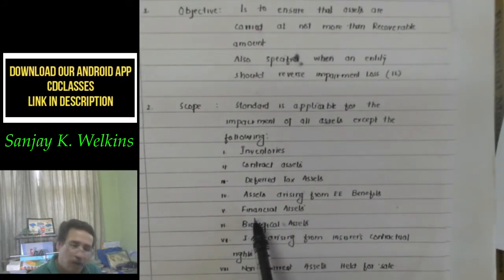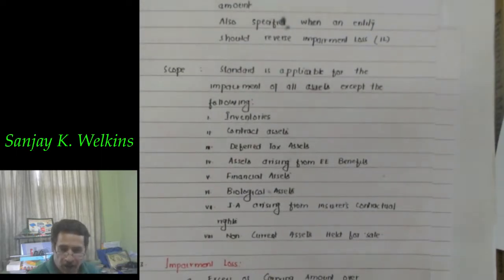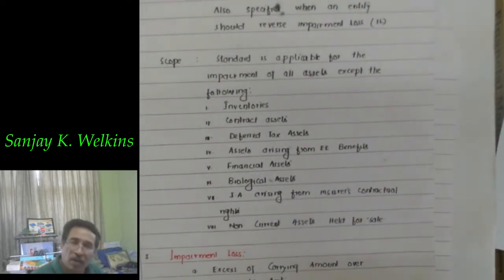Similarly, any fall in value or impairment with respect to financial assets will not fall under it. As we know, these are covered by the financial instruments standards, Ind AS 107, Ind AS 32, and Ind AS 109. Similarly, biological assets. And then intangible assets arising from insurers' contractual rights fall under Ind AS 104, and non-current assets held for sale fall under Ind AS 105. It is just for a cursory reading, actually, that I read it.